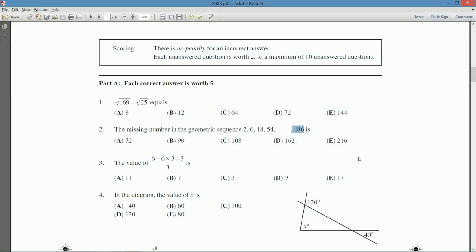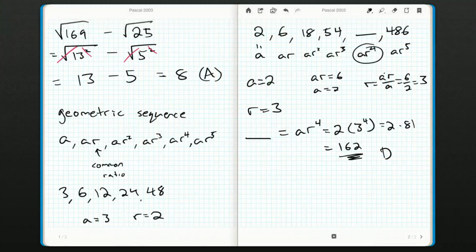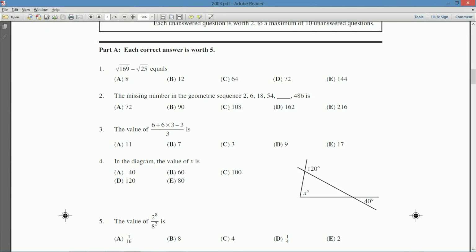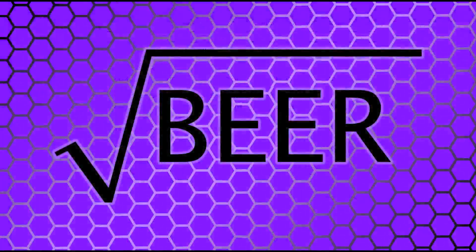So 162, and that is D. So our answer to question number 2 is going to be D. And we can move right along into question number 3. I'll see you guys in the next video for that one.